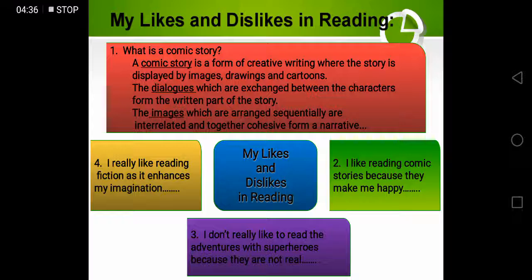Number 2, I like reading comic stories because they make me happy. Number 3, I don't really like to read the adventures with superheroes because they are not real. Number 4, I really like reading fiction as it enhances my imagination. You can change these according to your choice. Maybe you may like superheroes and don't like the fiction, so it's up to you whatever you want to write about, because these are about your likes and dislikes in reading storybooks. So what type of storybooks do you read, kids? Write about that.